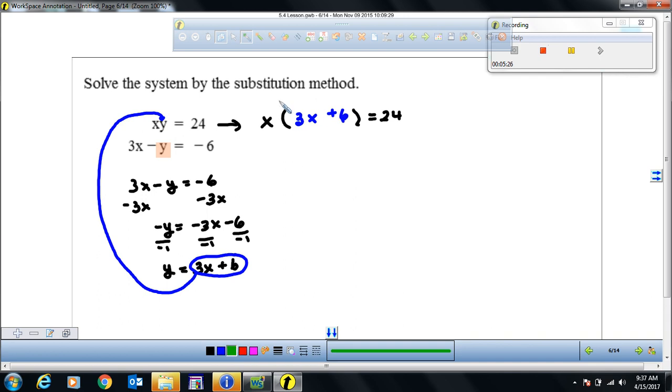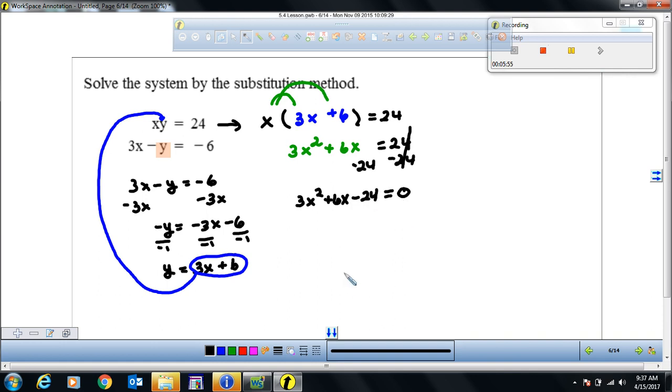Then we're going to distribute right here. So that gives us 3x times x is 3x squared, plus 6 times x is going to be 6x, and that is equal to 24. Once again, we need to factor this. To factor, we need to first set it equal to 0. So I'm going to subtract the 24 from both sides first, and that gives us the following equation: 3x squared plus 6x minus 24 equals 0.